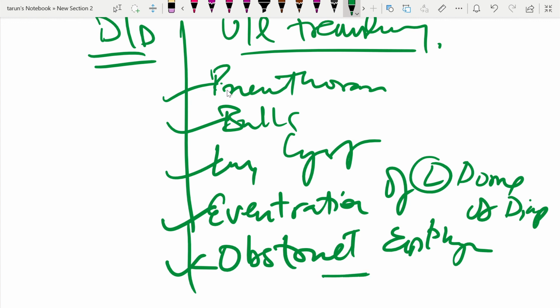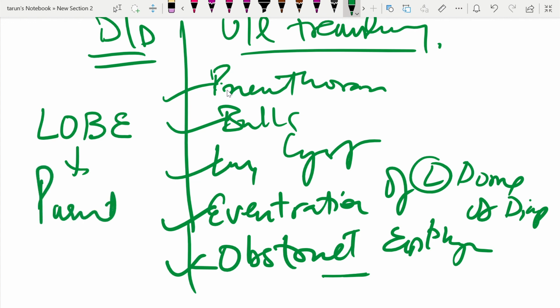You can remember it as parietal lobe. These are the differentials for translucency unilaterally. P means pneumothorax, lung cyst, obstructive emphysema, bulla, eventration of the left dome of the diaphragm. These are the causes of unilateral translucency on a chest X-ray.